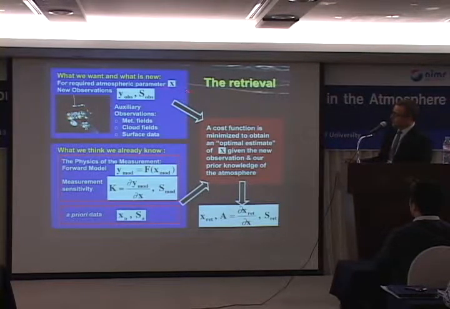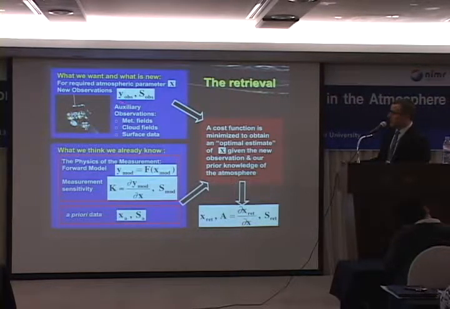We have to say, first of all, what do we want to measure? We have a required atmospheric parameter, we'll call that X, and that could be the profile of a particular trace gas in the atmosphere. And we have some new observations. We have an observation of the radiance at the top of the atmosphere, and also, very importantly, we have to know about what are the errors associated with that measurement.